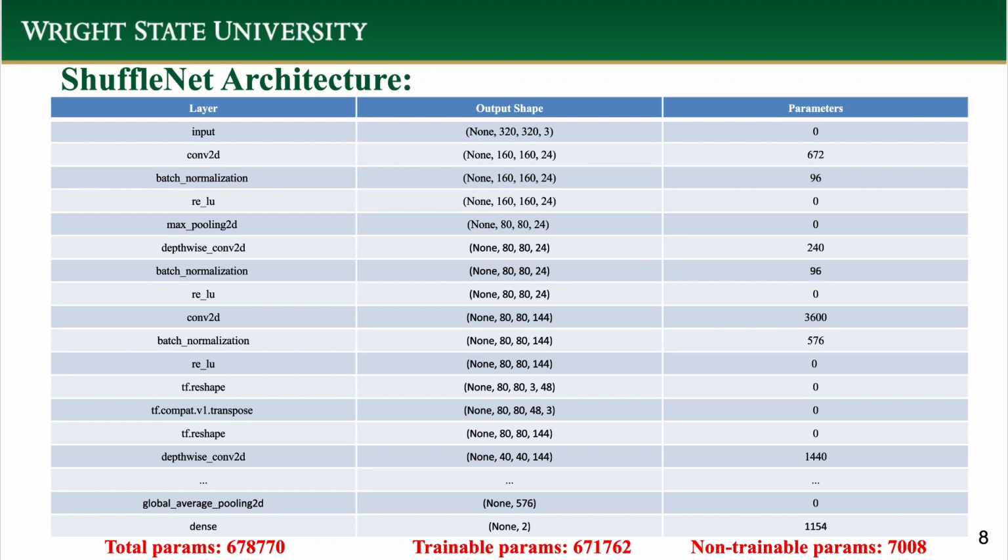In this part of our presentation, we focus on the ShuffleNet architecture, a pivotal element for our project, renowned for its efficient channel shuffling capability. This feature plays a critical role in our model's ability to handle complex datasets efficiently. Here are the key statistics of the ShuffleNet model we have implemented. 6,78,770 are total parameters, in which 6,71,762 are trainable parameters and 7,008 are non-trainable parameters. Let us move to next slide.